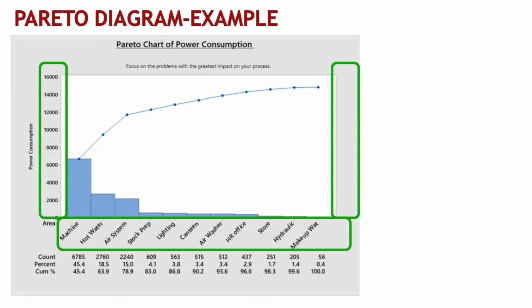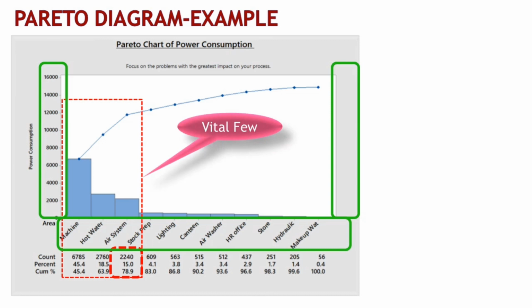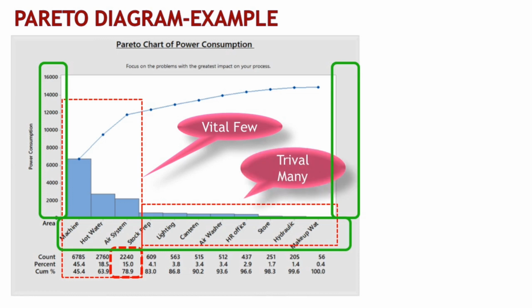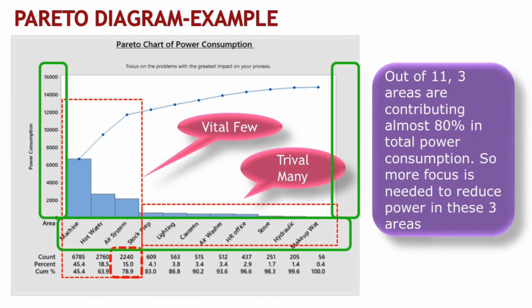Three areas, namely machine, hot water and air system, are consuming 78.9% of the total power consumption. These areas are the vital few that have the greatest impact on power consumption. The remaining areas like stock preparations, lighting, canteen, air washer, HR, store, hydraulic and makeup water contribute only 21% of the total power consumption. These areas are the trivial many with relatively lower impact on power consumption. By this visual representation, the Pareto chart allows us to clearly identify where we need to concentrate our efforts for the most significant impact.